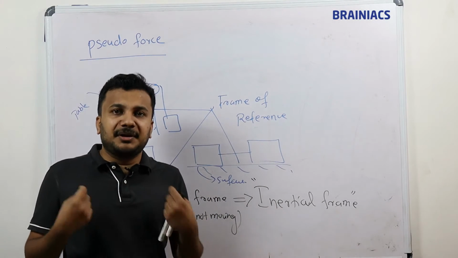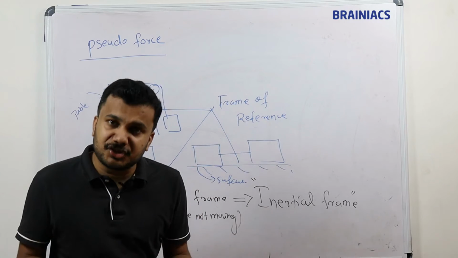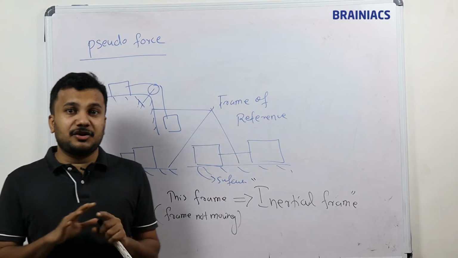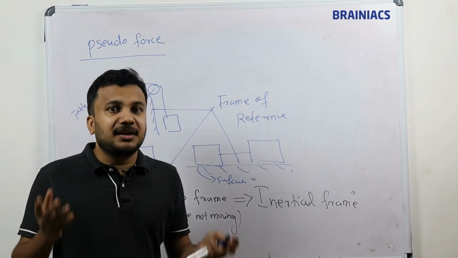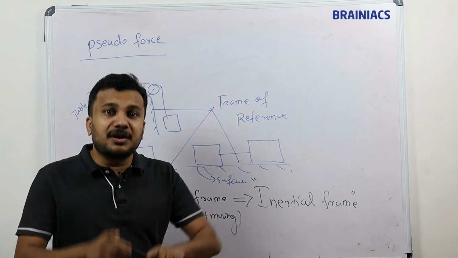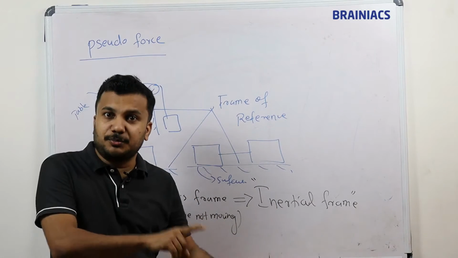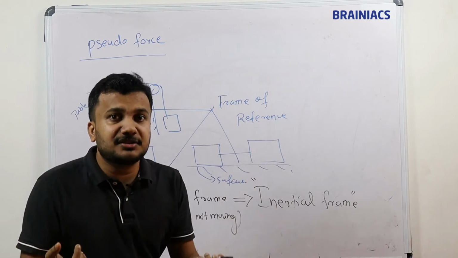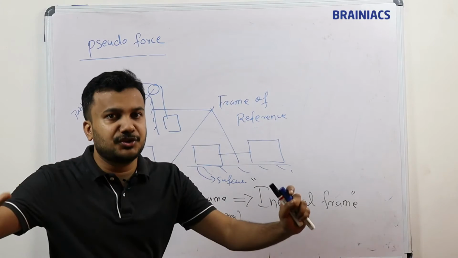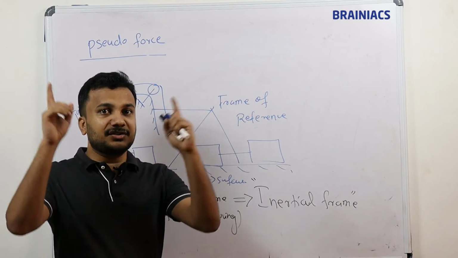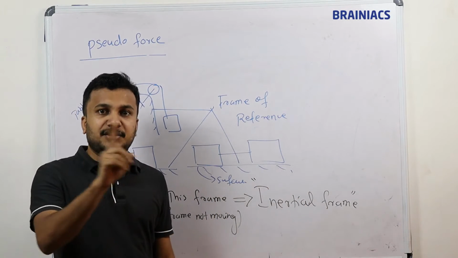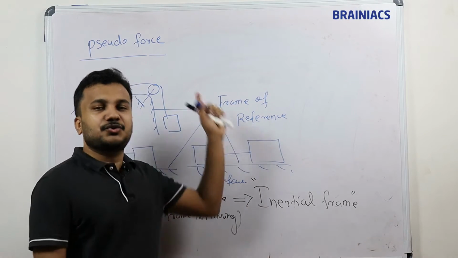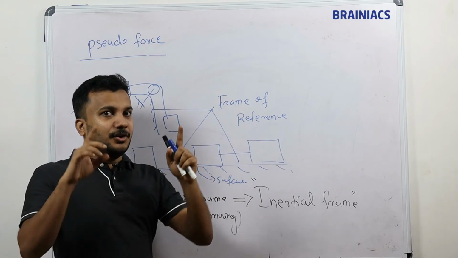But what will happen if the frame is a non-inertial frame? Non-inertial frame means the frame is not at rest, it is moving. In that case also you can apply Newton's laws of motion, but with one condition: you have to consider pseudo force. If you have not considered pseudo force, you cannot use Newton's second law. So to use it for a non-inertial frame, you need an extra badge. What is that badge called? Pseudo force.